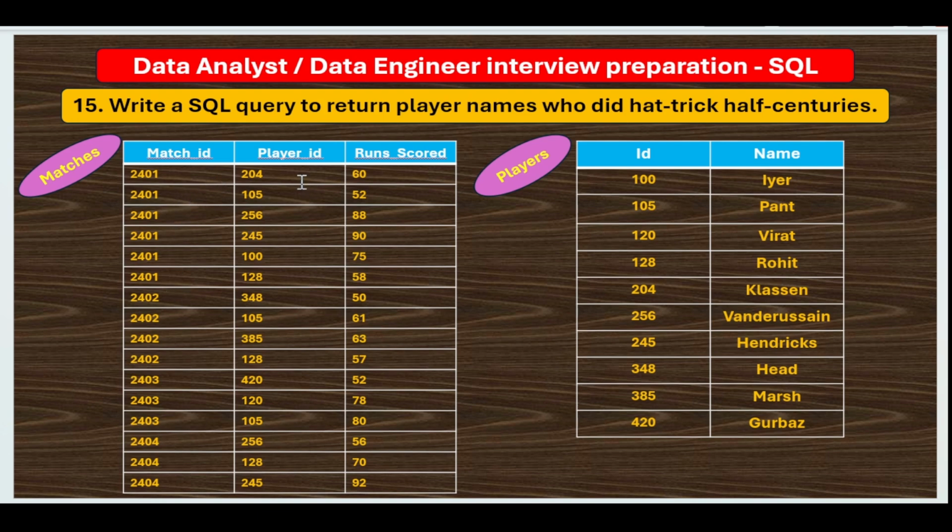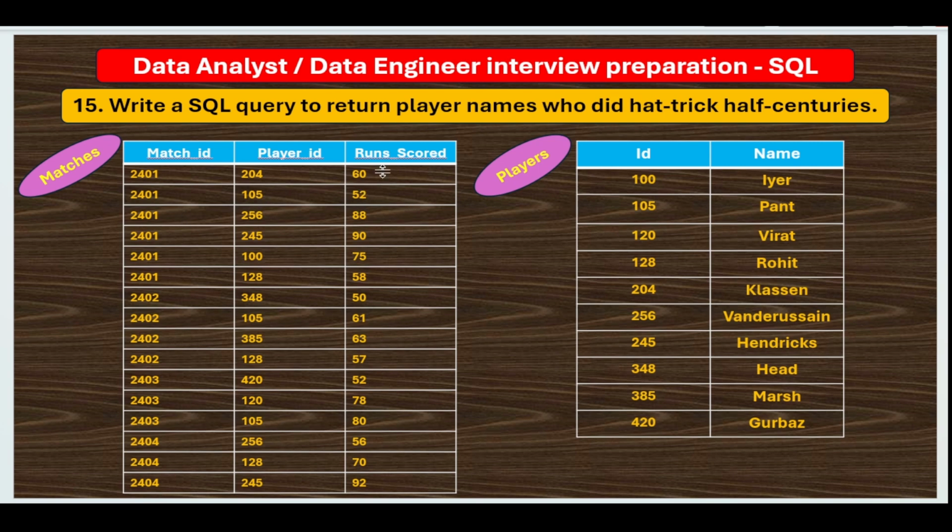Now, these are the players from different countries, and these are the runs scored by each player. We need to find those players who did hat-trick half centuries. If you observe these scores, all scores are greater than or equal to 50, right? So these details are nothing but half century players' details in different matches.